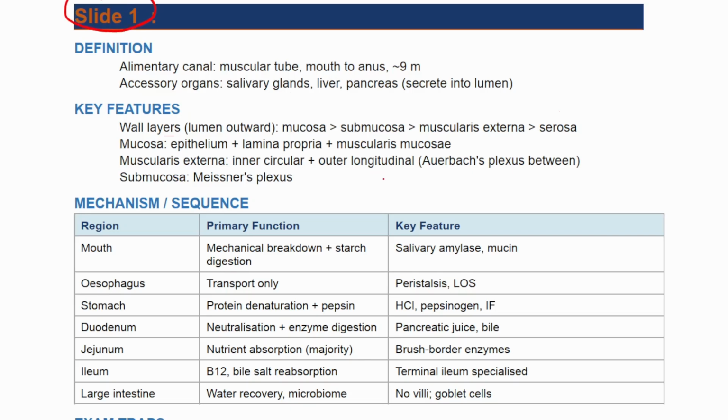As established in our structural layout, the alimentary canal is defined as a continuous muscular tube extending from the mouth to anus with an average biological length of approximately 9 meters. Functioning alongside the main pathway, the accessory organs, consisting of the salivary glands, liver, and pancreas, perform their digestive roles by discharging specialized chemical secretions directly into the canal lumen.